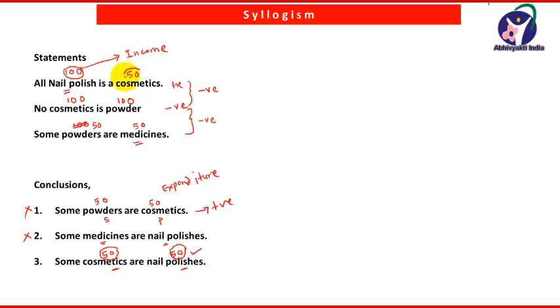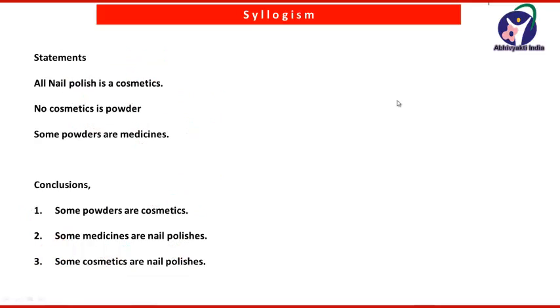Here for cosmetics 50 is the income, and here for cosmetics 50 is the expenditure. So whatever is the income, the same can be the expenditure, and therefore this is also true, and therefore we can say that some cosmetics are nail polishes. This is a true conclusion.